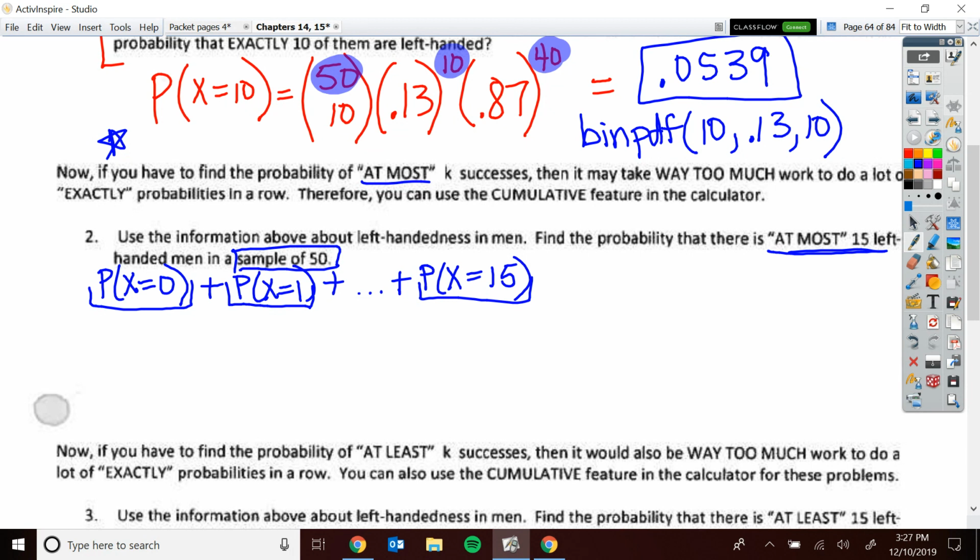So there is a cumulative feature on the calculator that we're going to take advantage of. We'll write out our formula such as this: the probability that successes are less than or equal to 15. Because let's think about this, should it be equal to or not equal to? If it says at most 15, can you have 15? So at most 15.